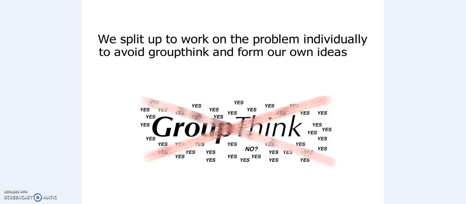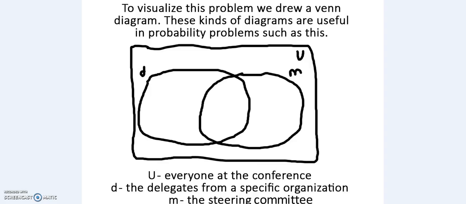Next, we split up the work on the problem individually. We did this so that we could avoid groupthink and we could all each come up with our own fresh ideas. To help us visualize the problem, we resorted to Venn diagrams. Below we show the Venn diagram that we used. In this Venn diagram, we have our universal set, U, of everyone attending the conference, the subset D of all the delegates from each organization, and subset M, the members of the steering committee.